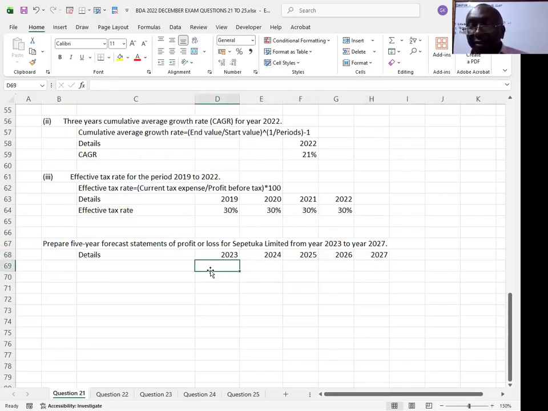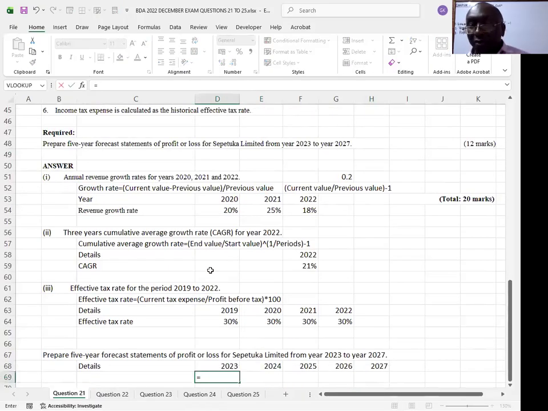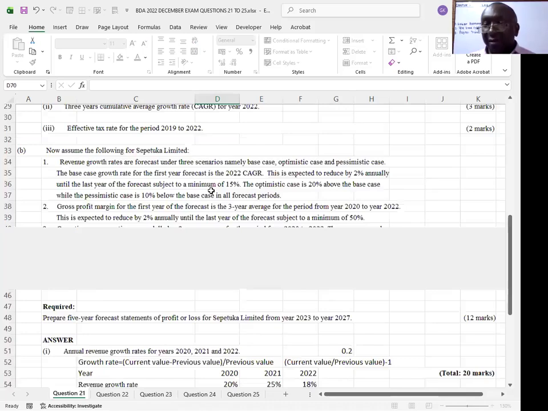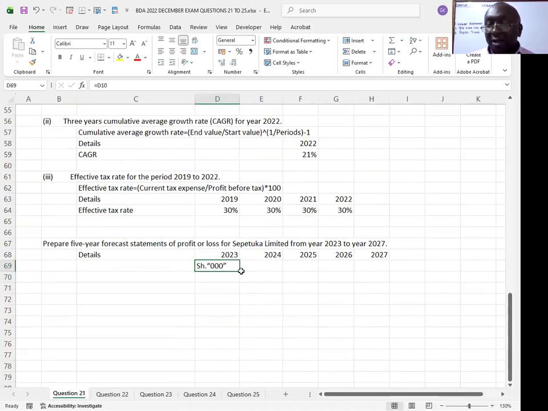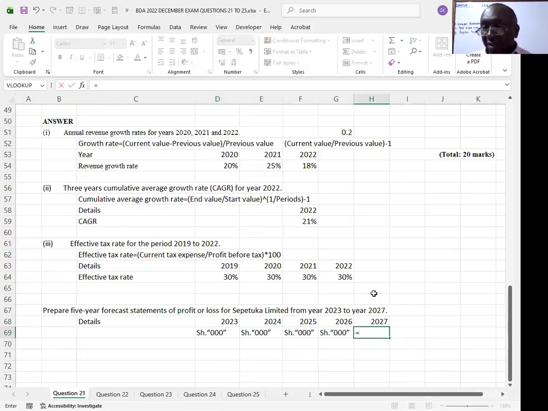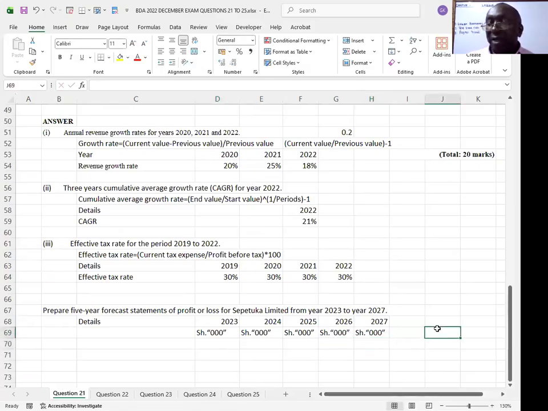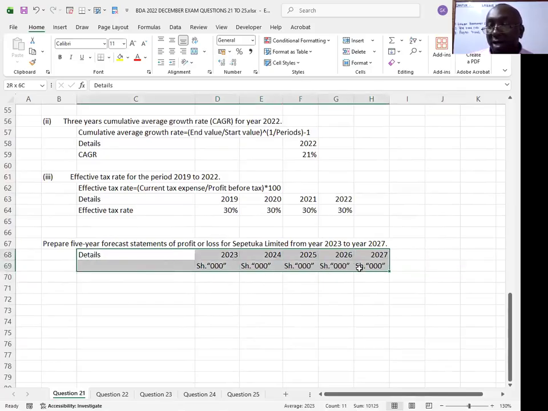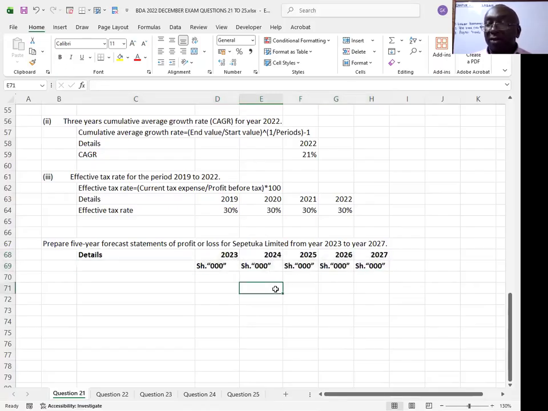And these figures are in shillings, thousands. So you can copy this, then you autofill. Why is this one giving me 0? So this one, you can make them bold, though not a must, but it's always good to make your work outstanding.